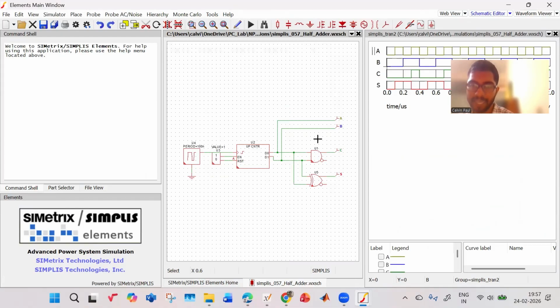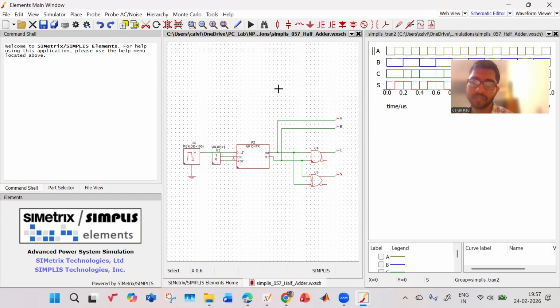Now your carry is A AND B. So that comes over here. Carry is A AND B, and your sum is A XOR B. That gets represented over here. Okay. So this is how you implement a half adder.